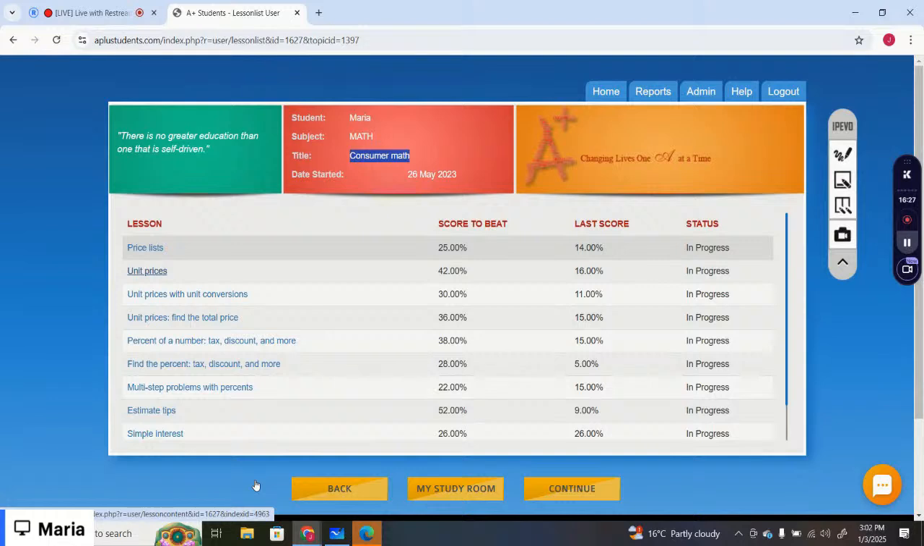Here I am on grade 8 math. We're going to start with the chapter consumer math. Let's just start with the lesson that is price list.